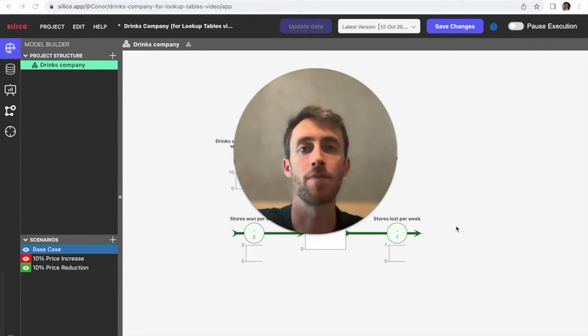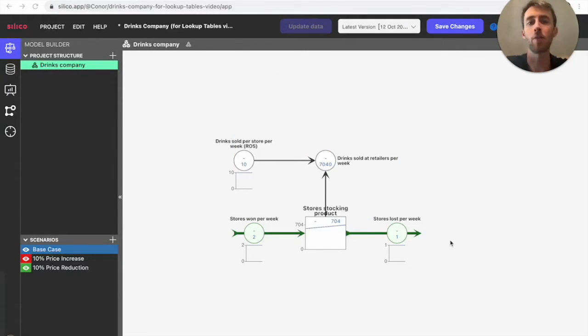Okay, so in that model we made projections about how our total units sold, or total drinks sold over the next year, will be determined by the number of stores that we're stocked in, the number of stores that sell our product, and the rate of sale within those stores. So by that we mean the drinks sold per store per week. So far we have simply assumed a rate of sale of 10 drinks per store per week, and we haven't included any factors that might impact this or change it over time.